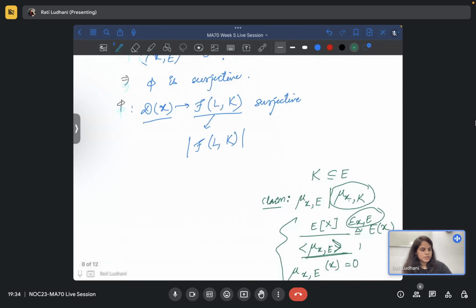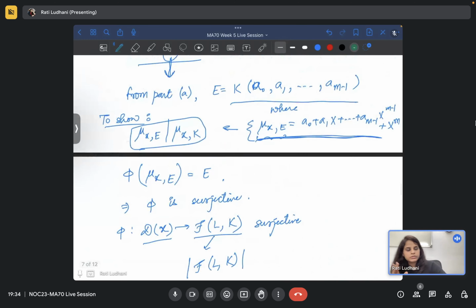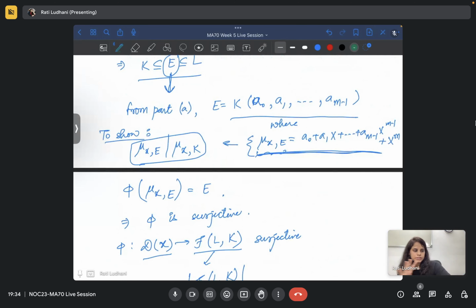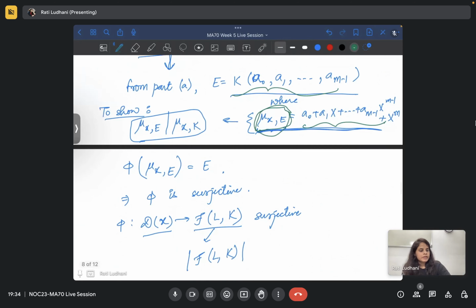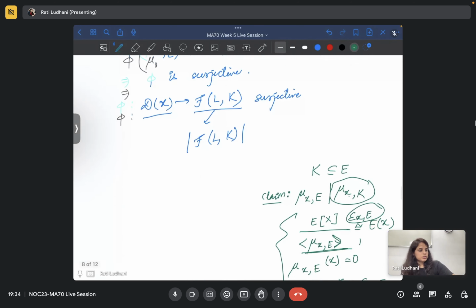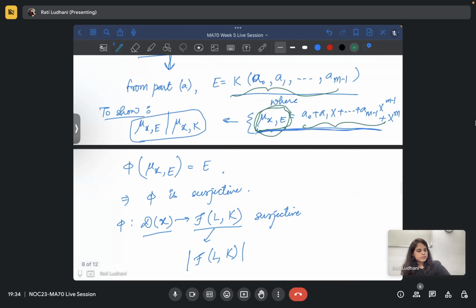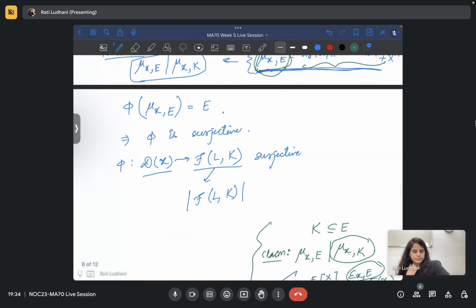So for surjectivity, we needed two things. We used the first part, which says that there is some polynomial whose coefficients, when you attach them to k, give you the subfield. And now you need to show that this polynomial itself belongs to Dx, that means it is a divisor of mu xk. Then you use this part, so it belongs to Dx, and we are done. So this map is surjective.